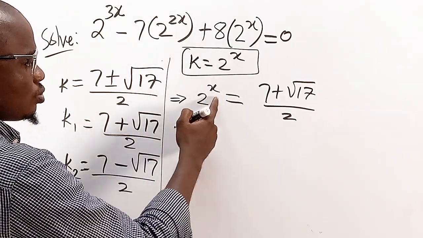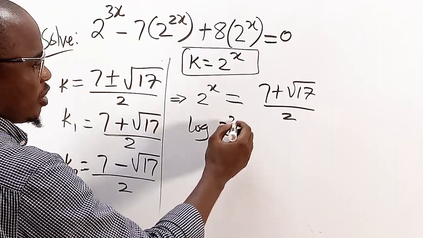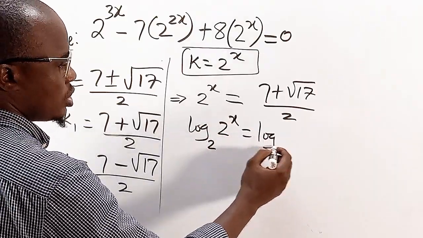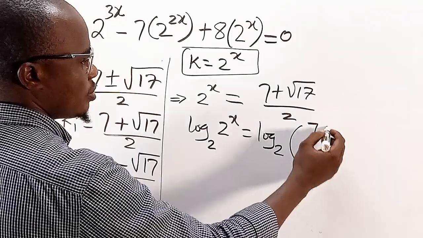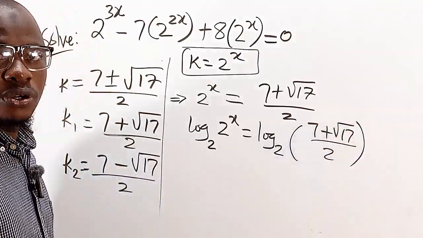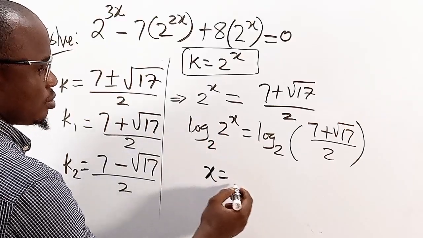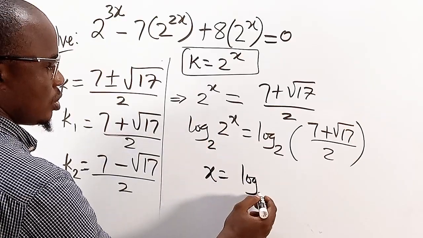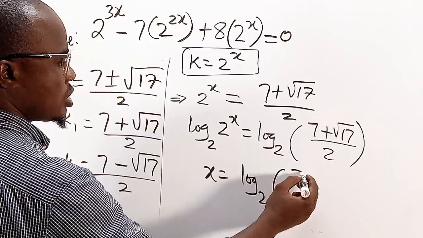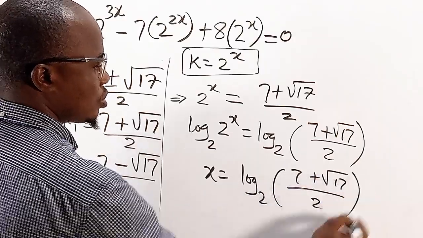We are going to take the logarithm base 2. 2 to the power of x equals logarithm base 2 of 7 plus root 17 all over 2. So here now, x will come down. We have x will be log base 2 of 7 plus root 17 all over 2.